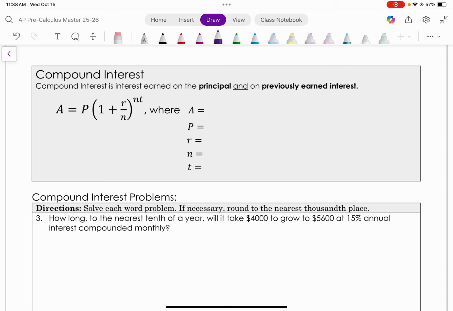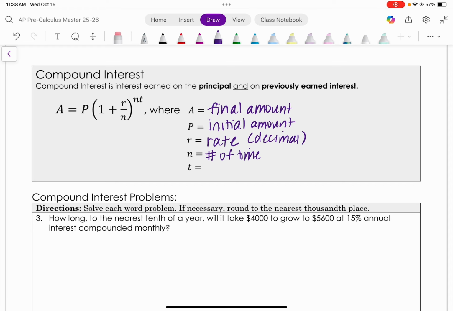So some of the formula is exactly the same as you've seen before. A is going to be that final amount. P is going to be the initial amount. R is going to be the interest rate. Make sure you make it a decimal. N is the number of times something is compounded. We'll talk about what that means in a second, which basically means how often the interest is taken. And then T is time.